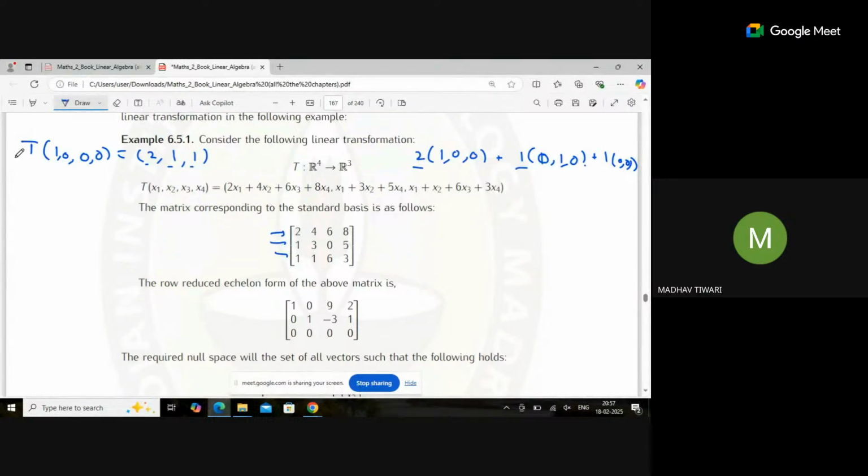Same if I apply it on 0 comma 1 comma 0 comma 0, what will I get? 4 3 1. So 4 3 1 I wrote here like this. Okay, we did it for all four vectors inside my basis. Then we reduced it to the reduced echelon form, the row reduced echelon form, RRE form.